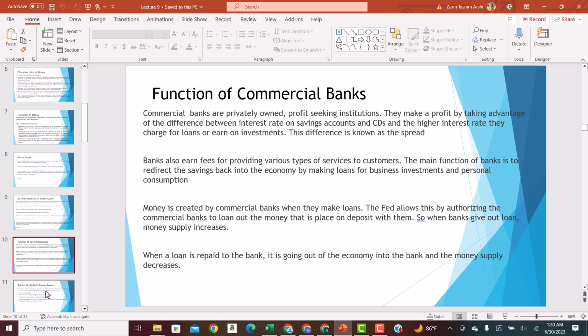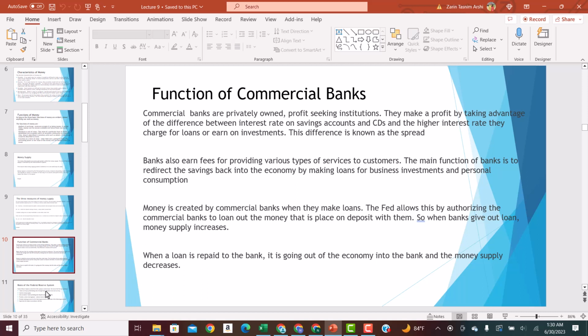Money is created by commercial banks when they make loans. So when they are making loans, they are creating money supply, and the money supply goes up. The Fed allows this by authorizing commercial banks to make loans to businesses as well as to the general public. So when banks give more loans, the money supply will go up. If the bank gives fewer loans, money supply will go down.